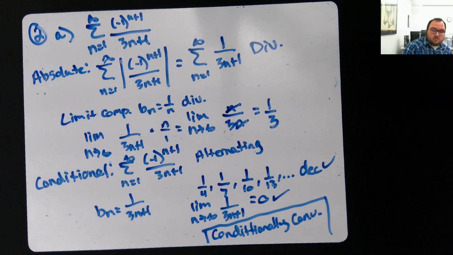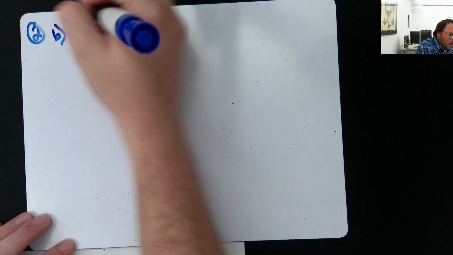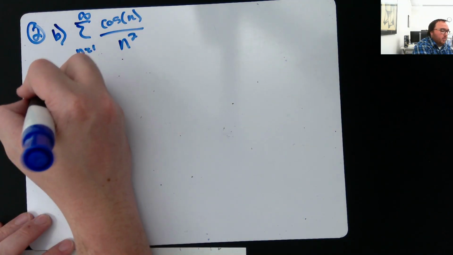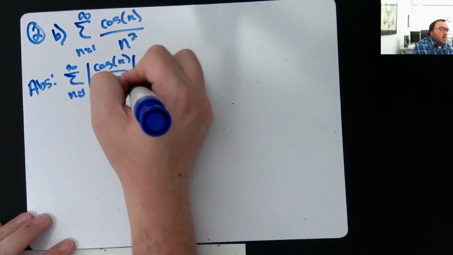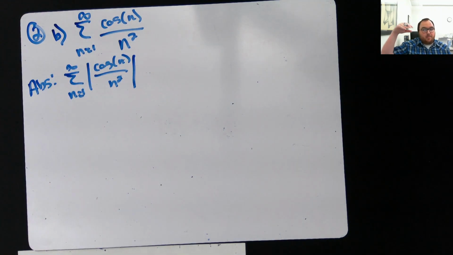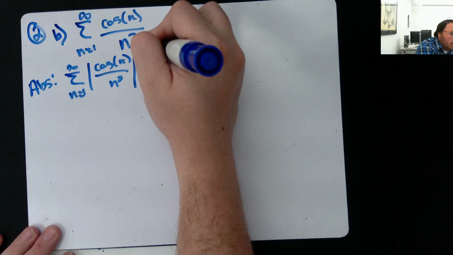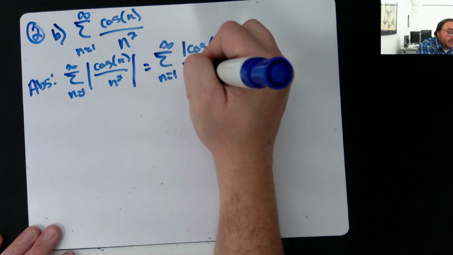Let's try example B. Example B is going to be the sum from n equals 1 to infinity of cosine of n over n squared. So for absolute, remember we're going to do the absolute value. The good thing about n squared is it's always going to be positive, right? But cosine goes up and down, so I'm going to have to leave the absolute value there because it might be negative. So absolute value of cosine n, over n squared, which is always positive, so I can just leave it as n squared.